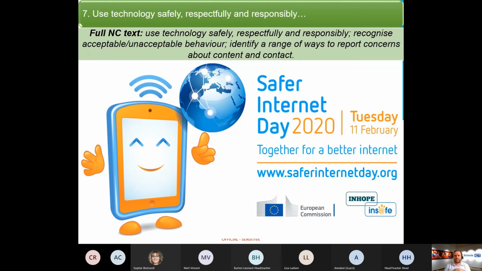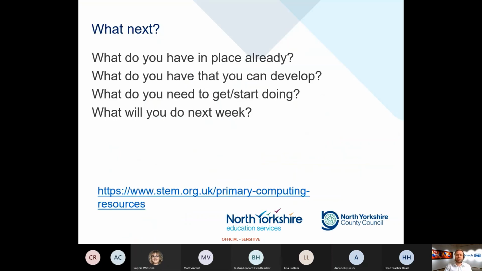And you've got that private and you've got the personal, and sometimes you have to share personal information, but you don't share private information online. So it's having that wiser look. So what you do, I've gone about 1 minute over, but I'm sure you'll bear with me. Look at what you've got in place already and what you can develop. Think about what you need to start or to get in place in order to begin, and what can you do next week. There's a website called stem.org, which has got lots of resources there on the primary computing curriculum as well.